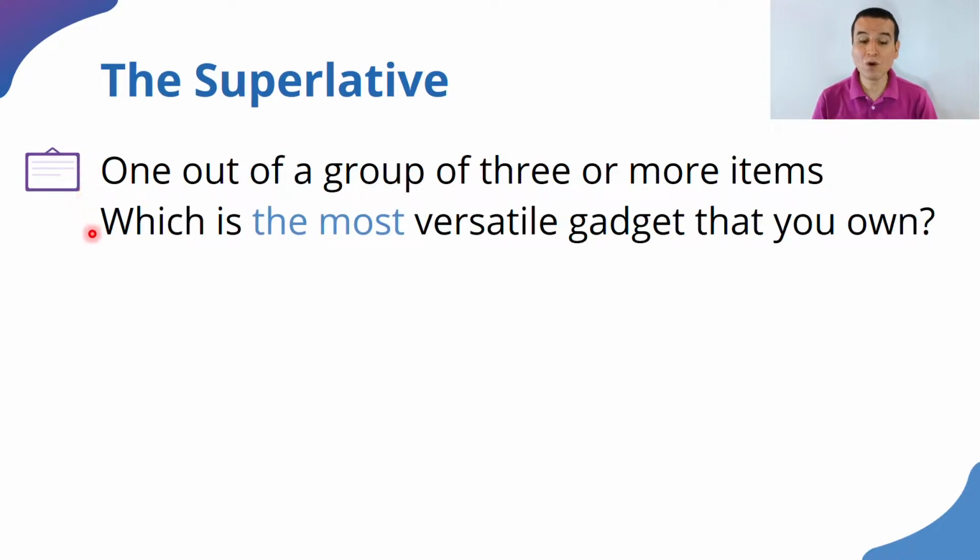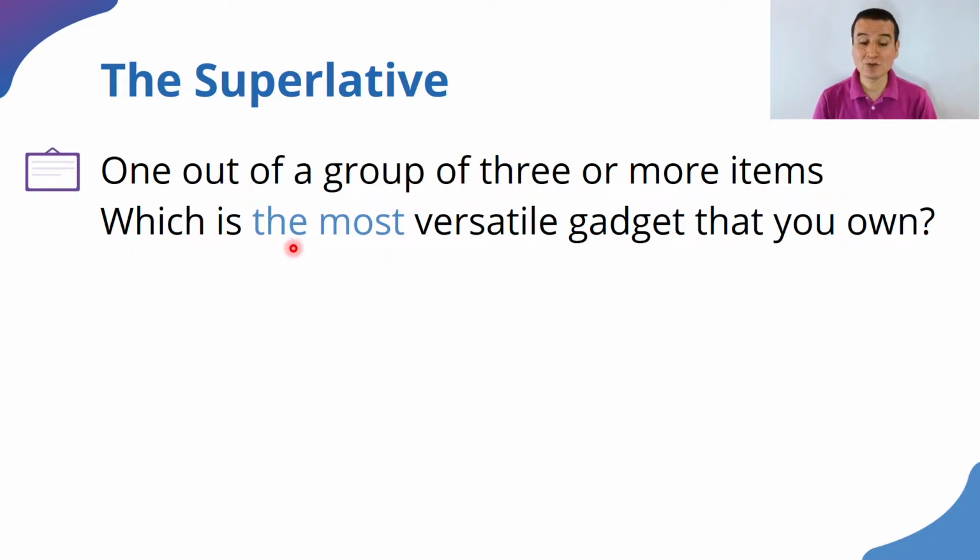Which is the most versatile gadget that you own? Which is the most versatile? So one of them, or several objects, have that characteristic of being versatile, but one of them has more of that characteristic than all the others in the group. So for that we use the superlative.